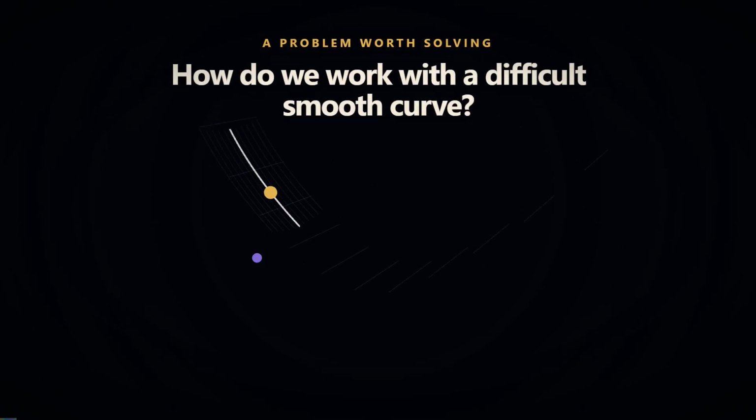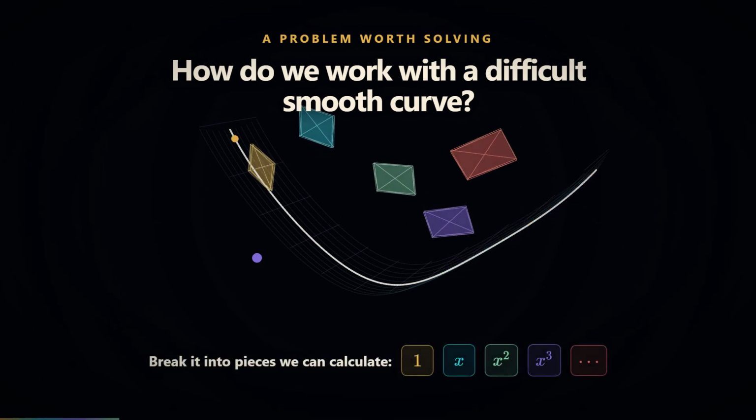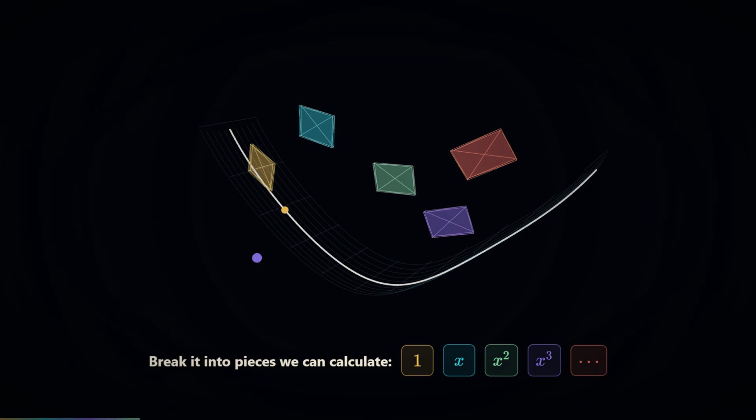Imagine this glowing curve describes energy near a resting object. Its bends matter, but the full shape is awkward to calculate with. Could we rebuild it from simpler pieces? A level, a tilt, a bowl, and higher powers. Power series replace that difficult shape with polynomial pieces we can calculate, draw, differentiate, and combine.